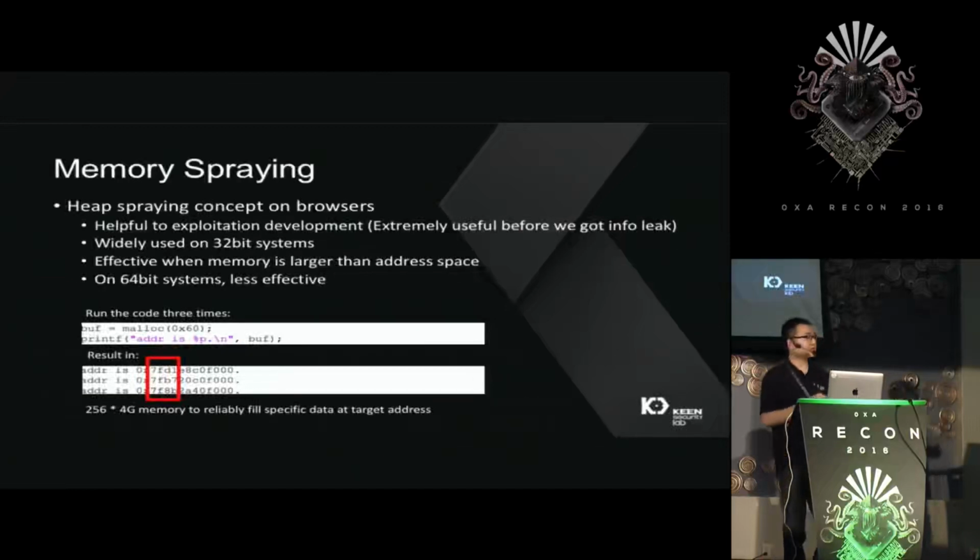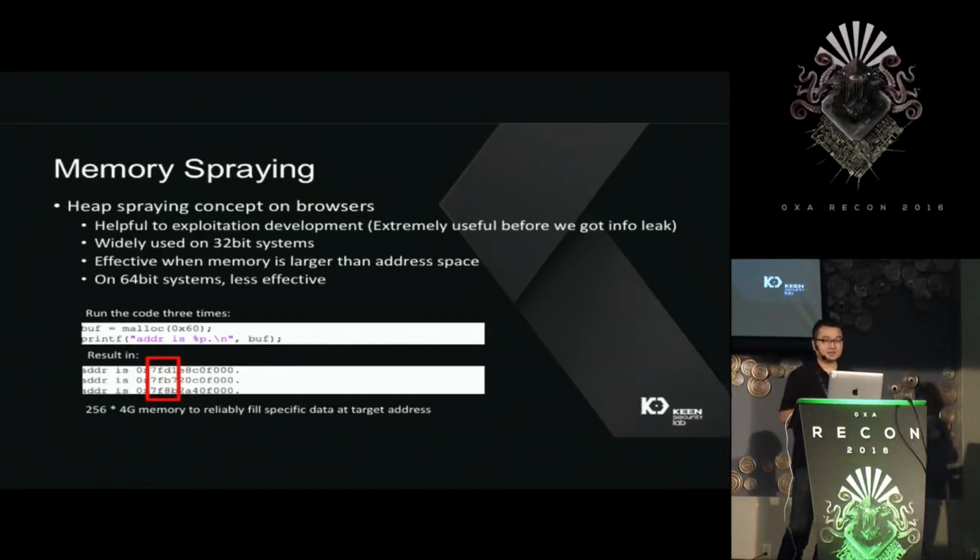Another thing I need to think about is memory spraying. What reminds me is the heap spray on the browser side, which is extremely reliable, especially on 32-bit systems. The reason is that the memory at that time was much larger than the address space, because on a 32-bit system the address space is 4 GB, but your memory is larger than that. So you can do a lot of allocations of duplicate values, so that at a specific, fixed address you can get your reliable controlled data.